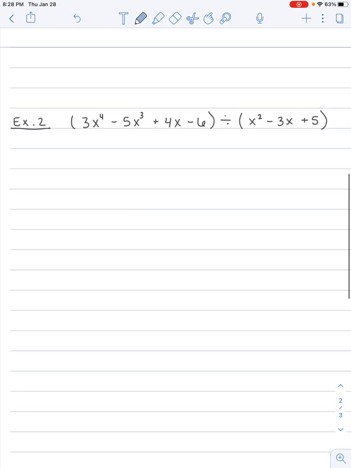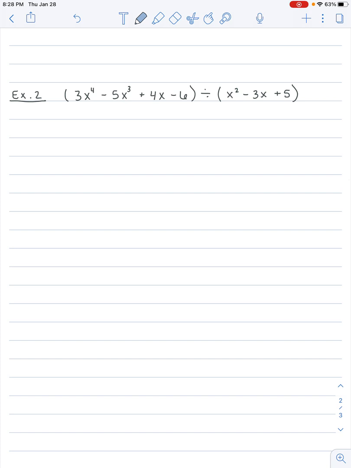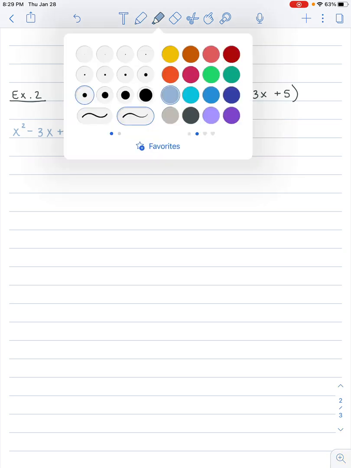And we're done. Okay, so long division is the same idea, just a little bit more complex. Now let's try one more problem here. Here's example 2. We've got 3x to the 4th minus 5x cubed plus 4x minus 6, and we're going to divide that by x squared minus 3x plus 5. Let's put the divider out there, and it's okay if we have 3 terms. It's just going to make it a little bit more multiplication.